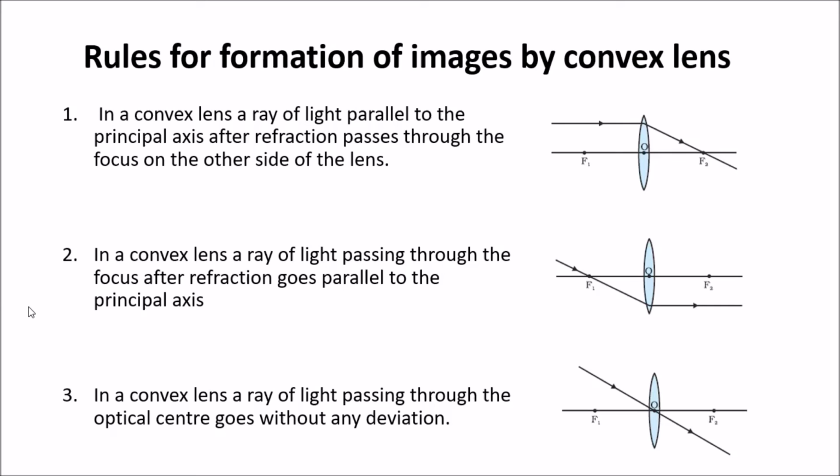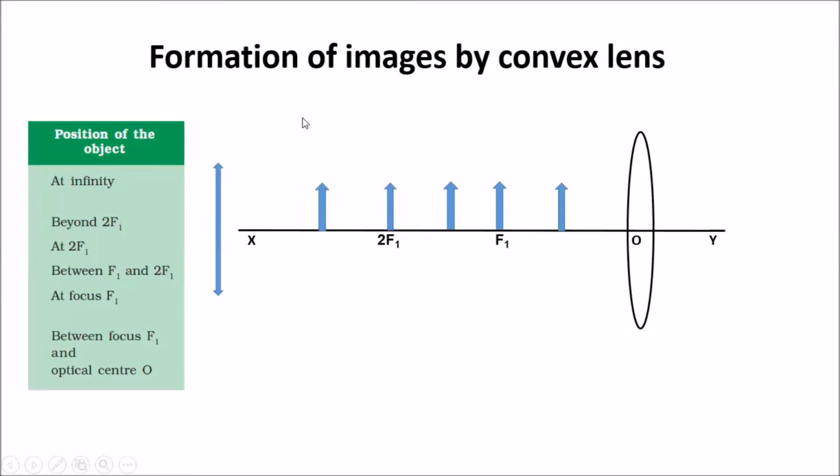So when we talk about the diagrams related to convex lens, for the formation of images by convex lens, as we have done for the concave mirror, we will have 6 positions. Position 1 would be between optical center and focus. Case 2 will be at focus. Case 3 will be between focus and twice the focus. Case 4 would be when the object is kept at twice the focus, case 5 would be beyond twice the focus, and case 6 would be at infinity.